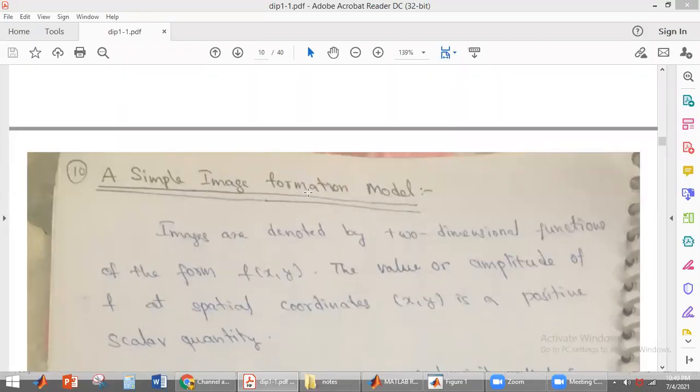A simple image formation model. In this topic, we are going to discuss how an image is formulated. Images are denoted by a two-dimensional function f(x, y), where f is the value or amplitude at particular spatial coordinates x comma y. And this value, f, is a positive quantity.